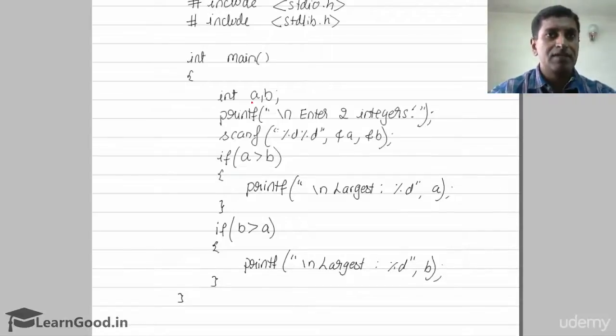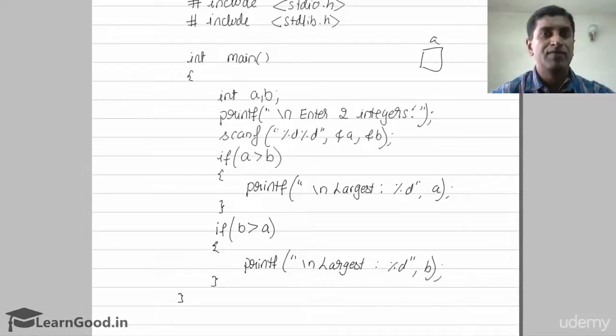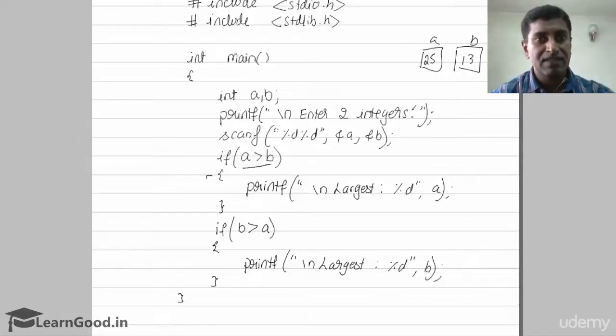Let's see how this works. Assume you are accepting values with scanf, &a and &b. Let's assume that a is given as 25 and b as 13. When it checks whether a is greater than b, 25 is greater than 13, the condition is true. It will execute whatever is inside this compound statement, so it will display the message largest equals 25.